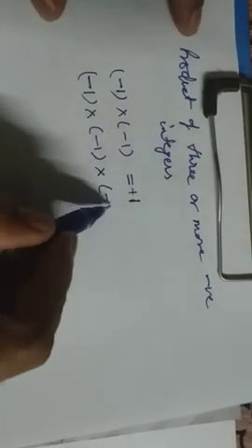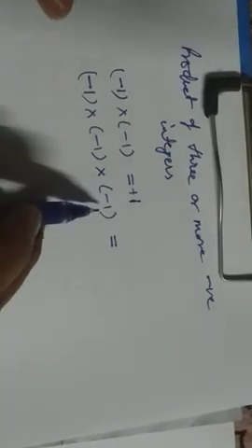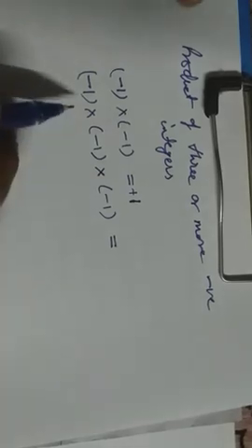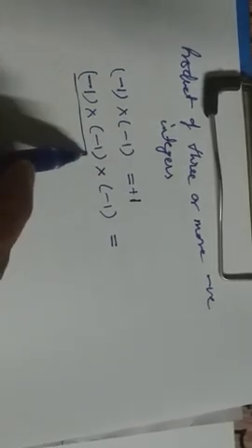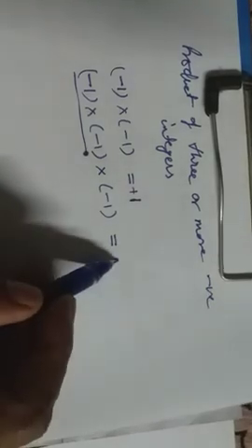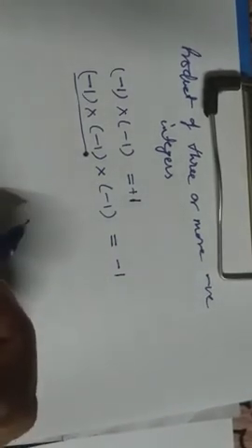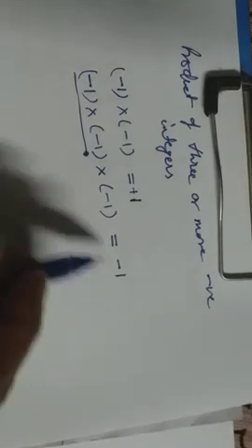Minus 1 into minus 1 into minus 1. I have taken three negative numbers. It is not necessary that the number is 1. For easy understanding I am taking 1. You know minus 1 into minus 1 is plus 1. And if you multiply this plus 1 into this minus 1, the answer will be minus 1. That means when you are multiplying three negative numbers, the result is negative.